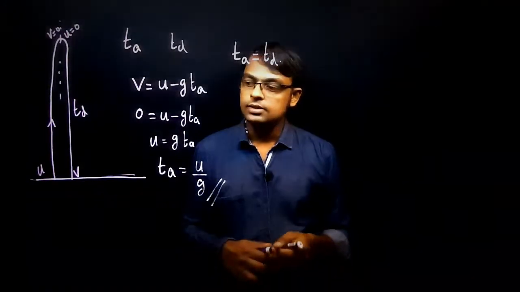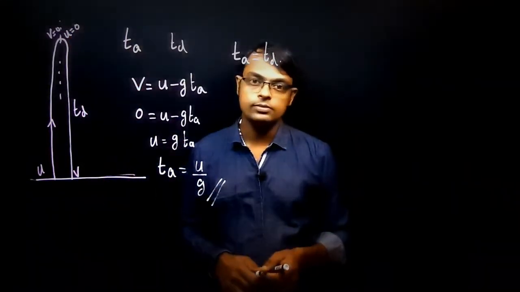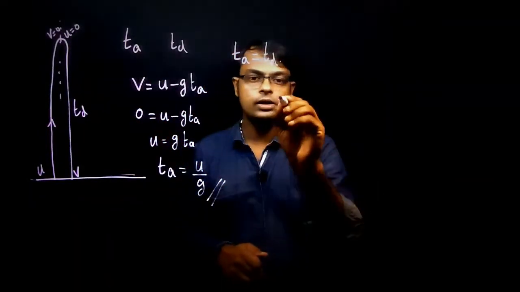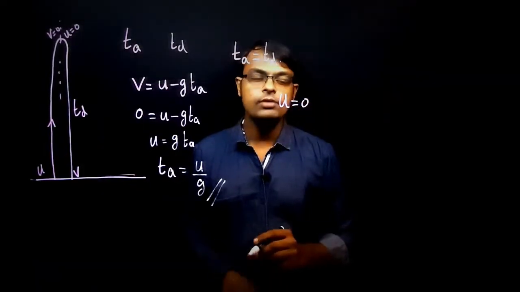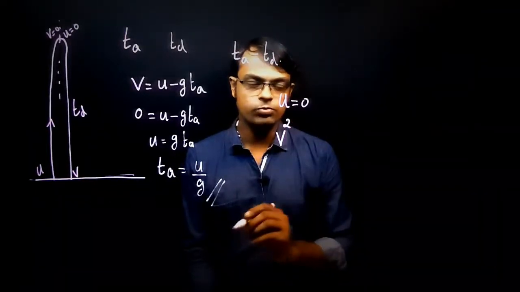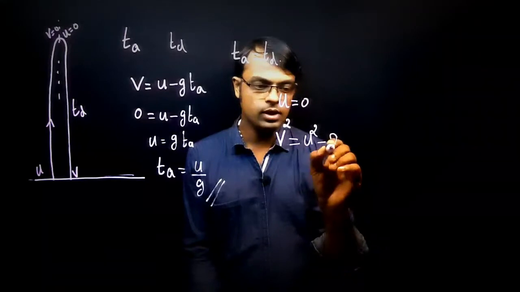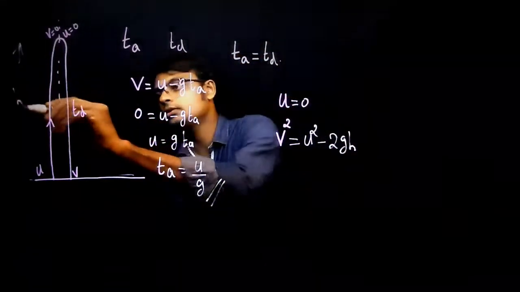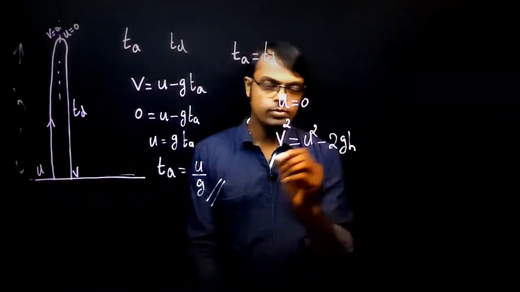Look at the second case. Here the ball is coming downward, and we have marked U is equal to 0. If so, what is the final velocity? We can use the equations of motion. V square is equal to U square minus 2gh. H is the height of this motion. So V square is equal to U square minus 2gh.